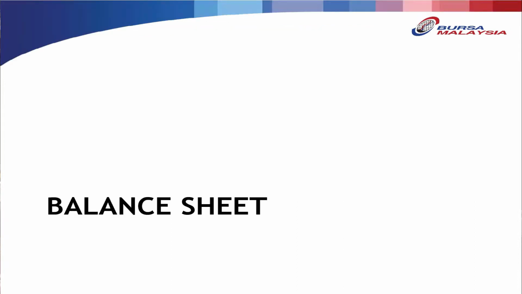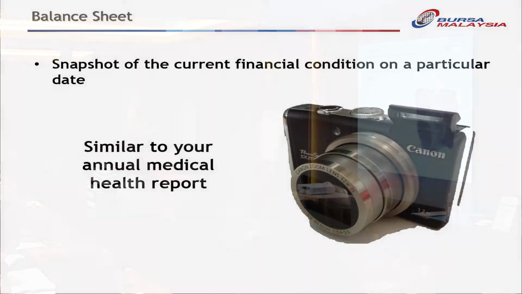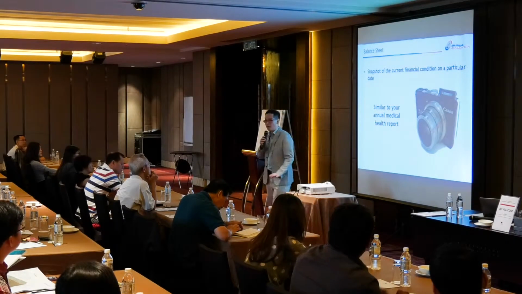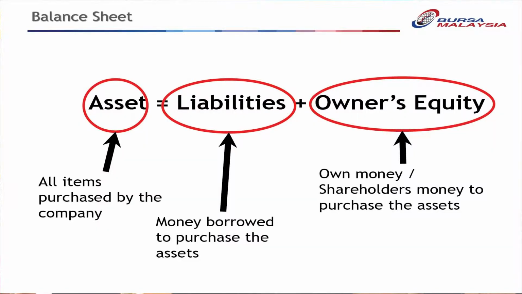Okay, so number one, let's look at the balance sheet first. It's a snapshot of the current financial condition on a particular date. So the balance sheet is on one particular day. Like I said, in a balance sheet there are three main components: assets, liabilities, equity.